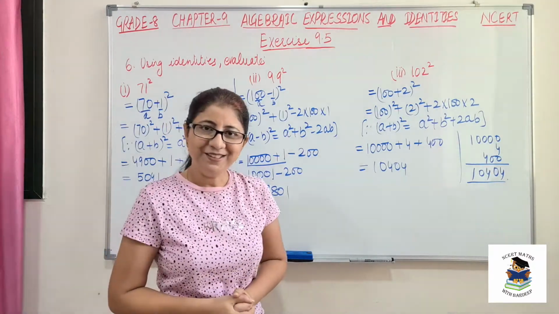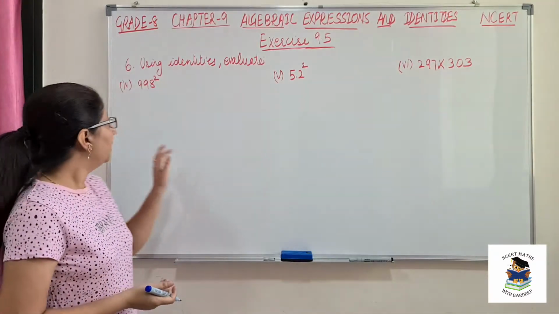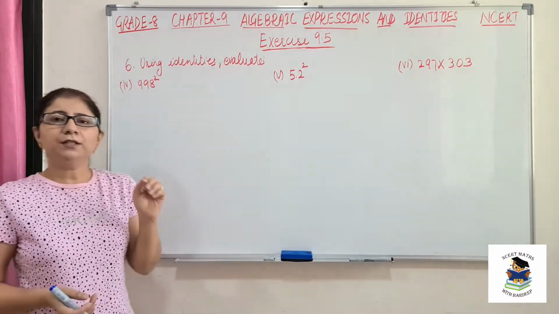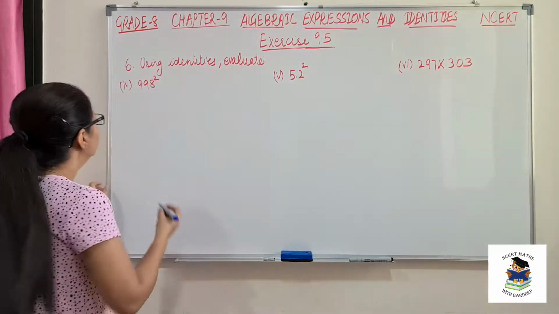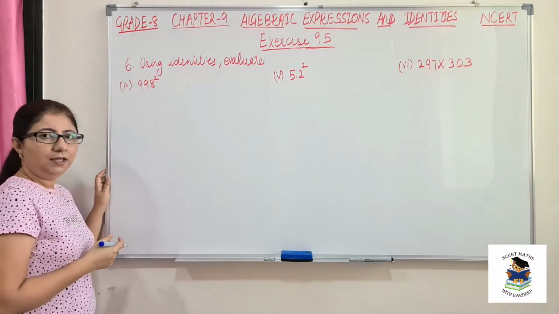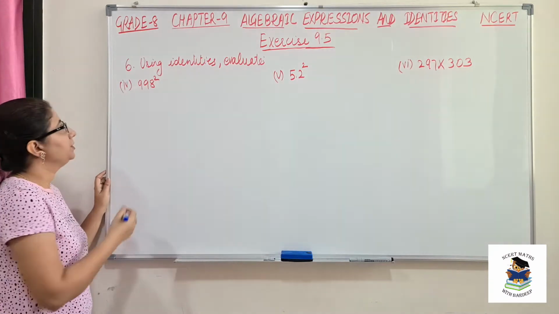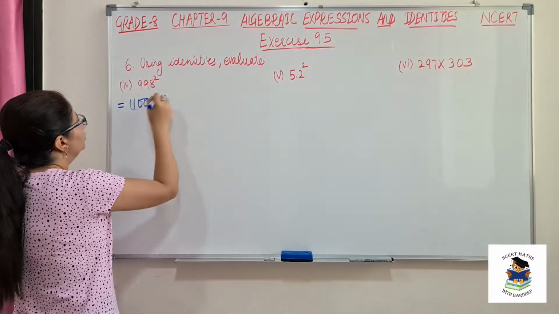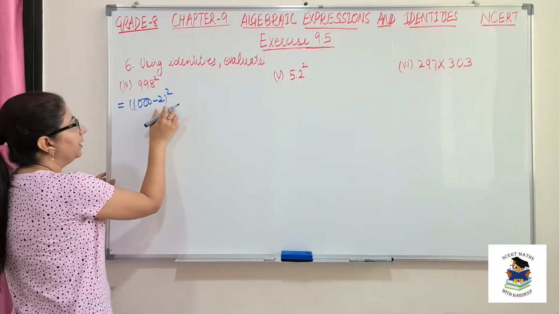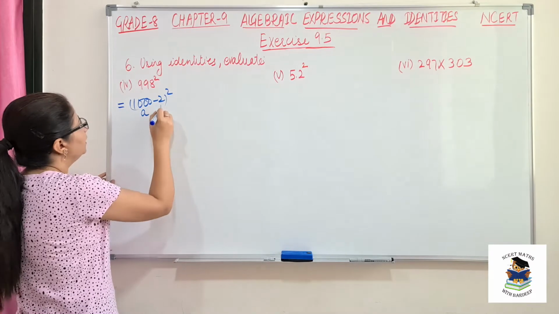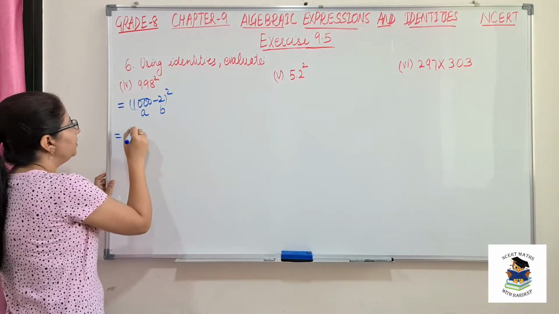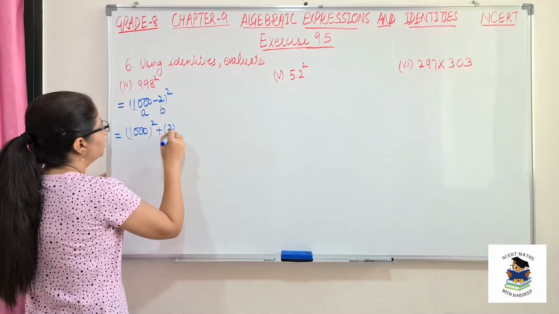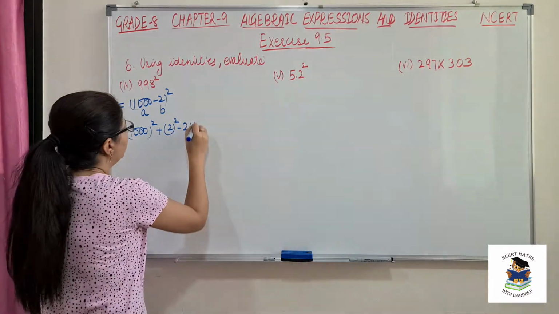So now let's see the remaining parts of the question. The fourth part is 998 square. 998 can again be written as 1000 minus 2. Because if we multiply 998 with 998, it will be a big calculation. But here you can see it is easy. So (1000 minus 2) whole square. Again (a minus b) whole square. So this is a, this is b. What is (a minus b) whole square? a square plus b square minus 2ab.